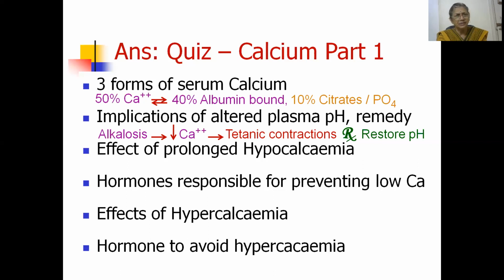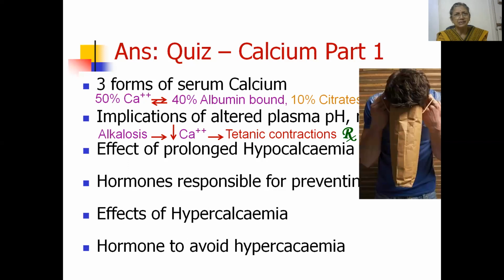And we also saw the very simple treatment to restore the pH and thereby restore the availability of ionized calcium, that is to breathe into a bag, and breathe in this exhaled air, which is rich in carbon dioxide. So the alkalosis, which happened because of hyperventilation, because of throwing out excessive carbon dioxide, will be restored, the balance of 40% and 50% will also be restored, and tetanic contractions and spasms will be relieved.